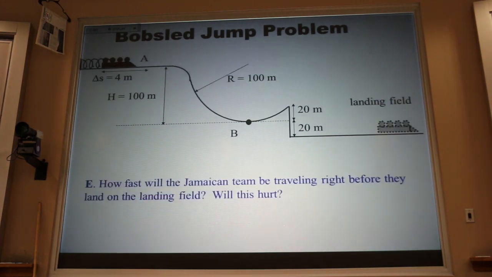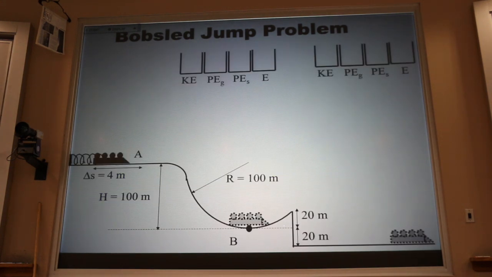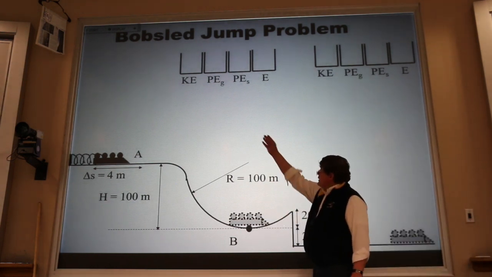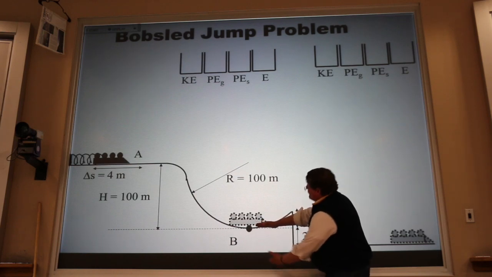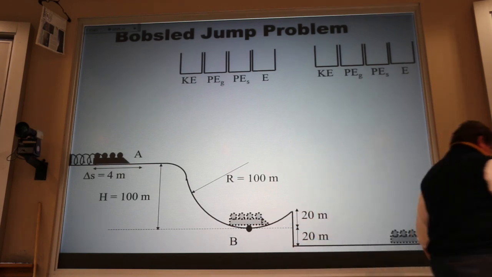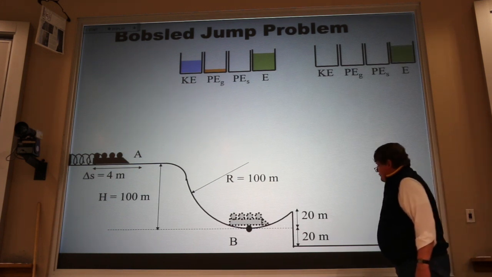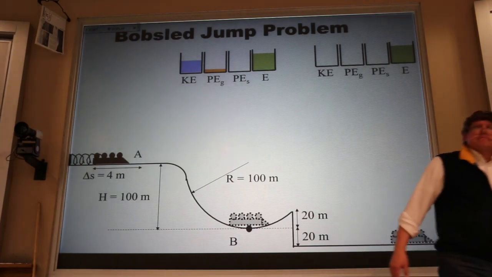Now the last part of this problem asks, how fast will the Jamaican team be traveling right before they land on the landing field? And again, this is an energy problem. If I look at the energy at B, they're moving, so there's kinetic energy. They're up off the floor, so there's gravitational energy. The spring is neither stretched nor compressed, so there's no spring energy. That total energy is going to be conserved if we ignore air resistance. Remember, it's a frictionless ramp.